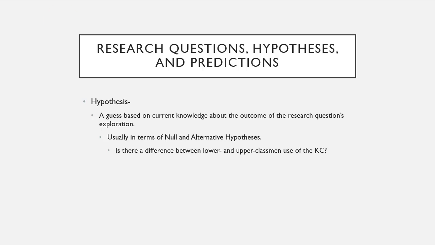Now, the hypotheses start to talk about the differences between the groups. So for example, if we had a null and alternative hypothesis, we could have the alternative hypothesis for the research question: is there a difference between lower and upperclassmen, for example, in their use of the KC? The alternative hypothesis is that yes, there is some kind of difference between the lower and upperclassmen. The null hypothesis would be that no, there is not a significant difference.